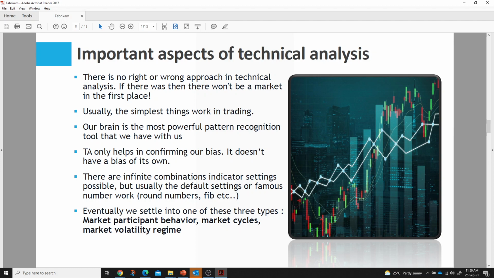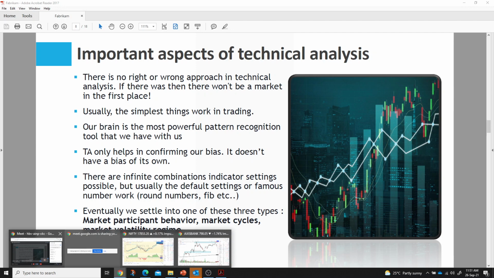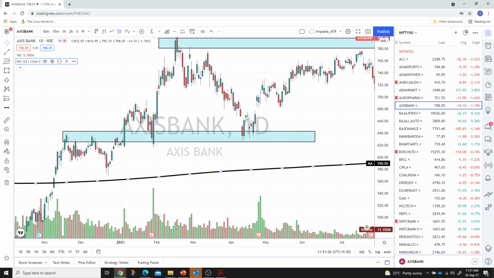Why? Because there is good market reaction with default settings and with known numbers, famous numbers like Fibonacci or round numbers and so on. Does the market have some power to do something at these numbers? That is not the case. It is participants, people who are reacting when that number is seen on the screen. When Nifty is at 17,000, there would be a reaction. But when Nifty is at 17,223, the reaction would be different.